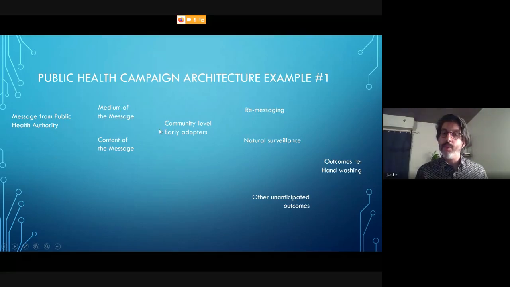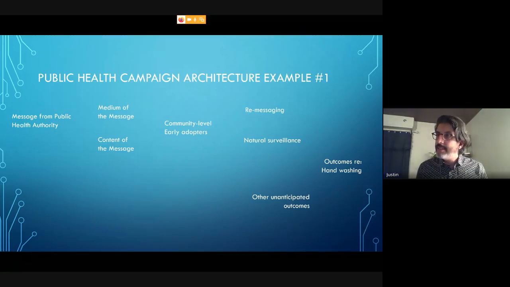But what actually happens, the way it works, is that there are, at the community level, early adopters of this. Not everybody adopts the intervention. There are key people in the community who listen to this message and say, oh yes, we must follow these directives. They become early adopters and they become these natural champions. And so what happens is they may end up re-messaging. So the initial message gets re-messaged through the community adopters, and they also conduct natural surveillance. So natural surveillance is they start to surveil other people in their community to see if they are following the guidelines or not. They're not getting paid to do so. This is not even thought about in the minds of the policy architects. It's a natural outflow of the implementation. It just happens naturally. And sometimes we miss this.